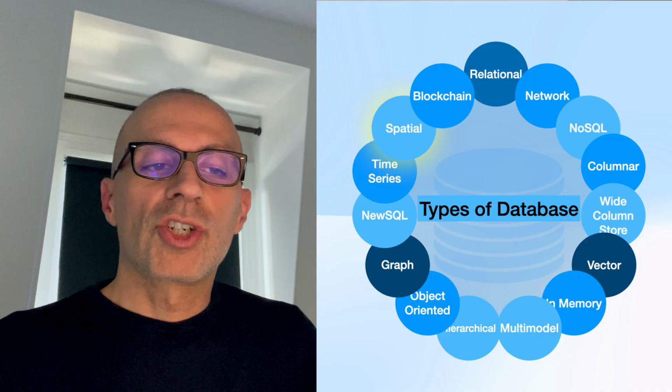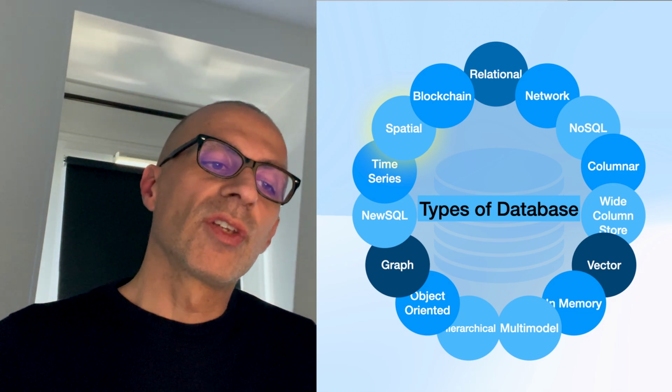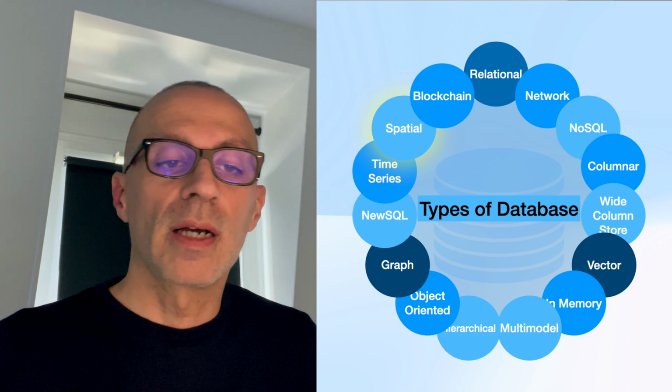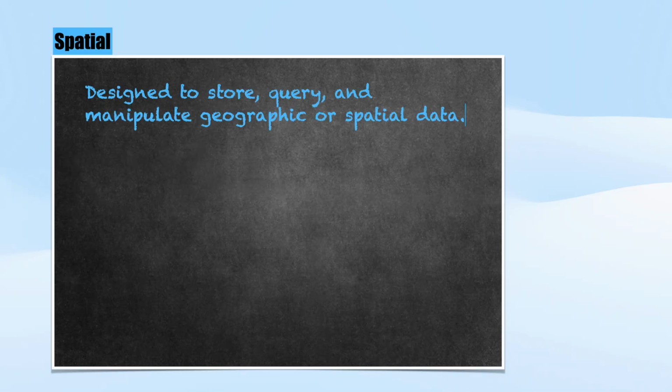Alright, and what about spatial databases? These are databases that are designed to store and work with geographic or spatial data. If you have ever used a map app or wondered how location-based services work, you are about to get a behind-the-scenes look at how it all happens. So let's jump in. A spatial database is a specialized type of database designed to store, query, and manipulate geographic or spatial data. This kind of data refers to anything related to locations, geographic coordinates, or shapes.